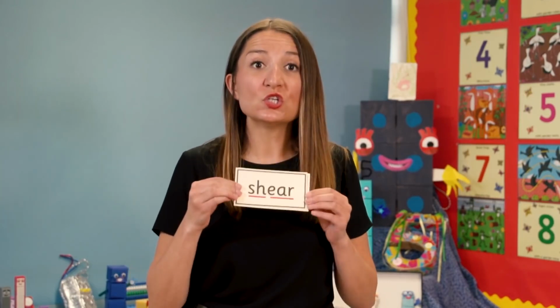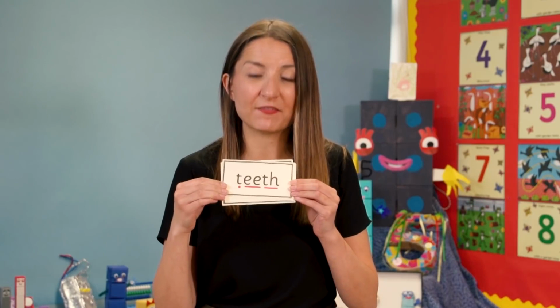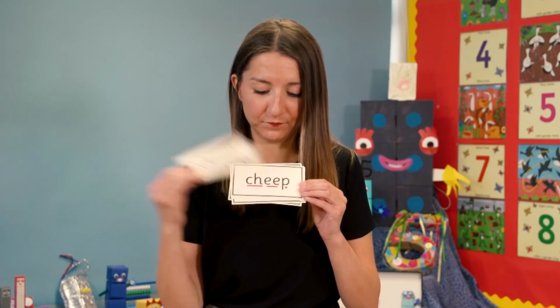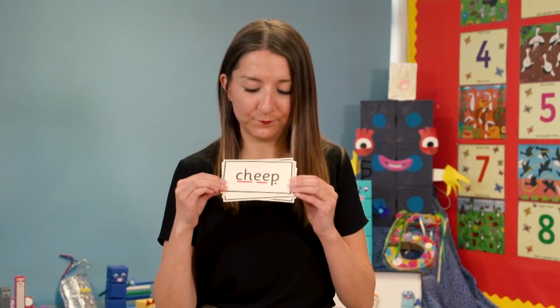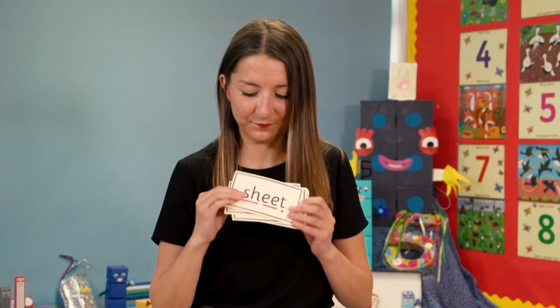Let's check. Read them with me. Shear, queen, teeth, sheep, cheap, sheet. Can you read these again without any help? Are you ready? Off you go.